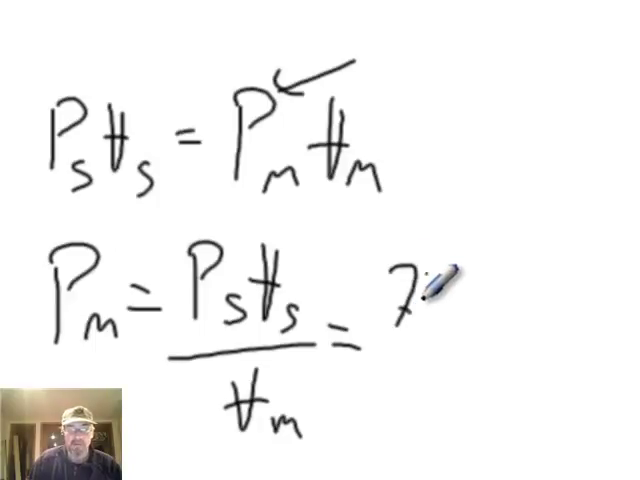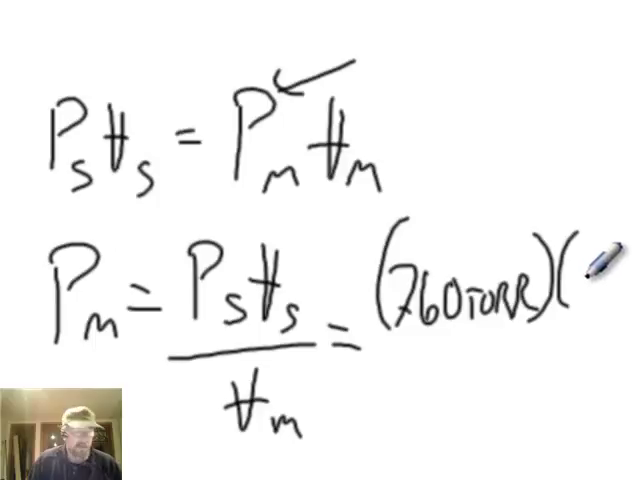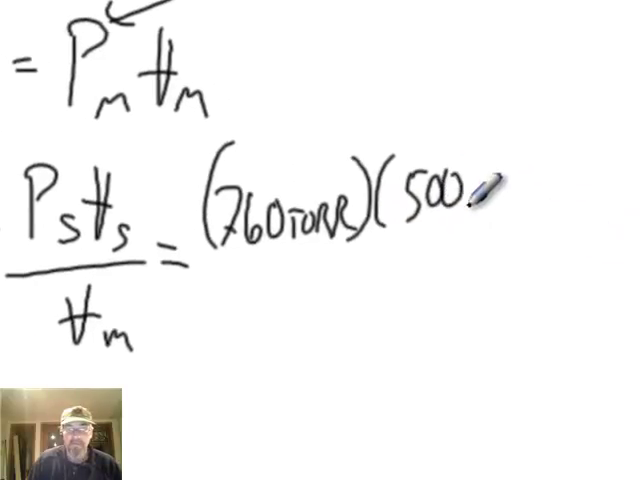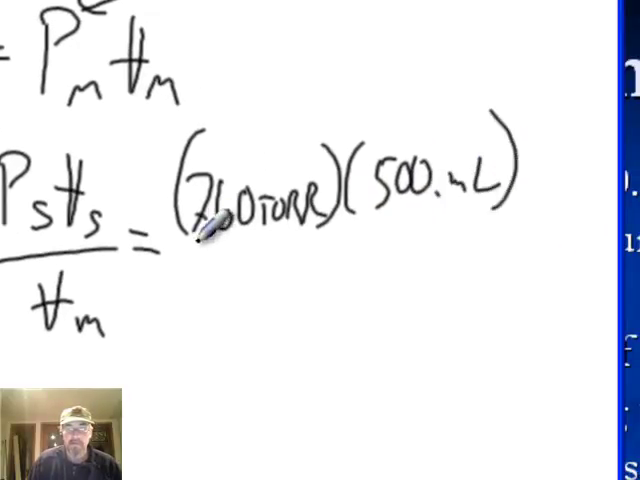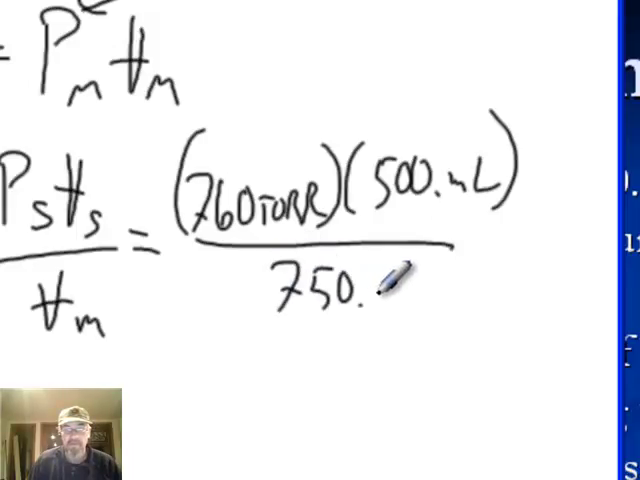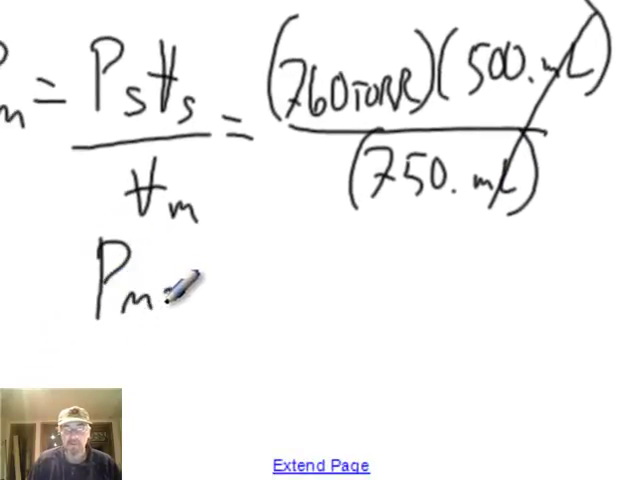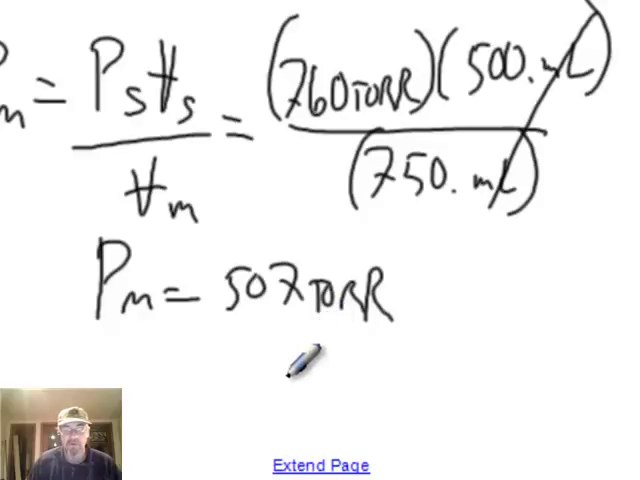Well, the pressure at sea level was 760 torr. The volume at sea level was 500 milliliters, and the volume on the mountain was 750 milliliters. The volume has gotten larger. Milliliters cancel, and so the pressure on the mountain is going to be given to us in torr, and when we do our calculation we find out that it's 507 torr. That's a drop in pressure, and that's what we'd expect when we go up a mountain.